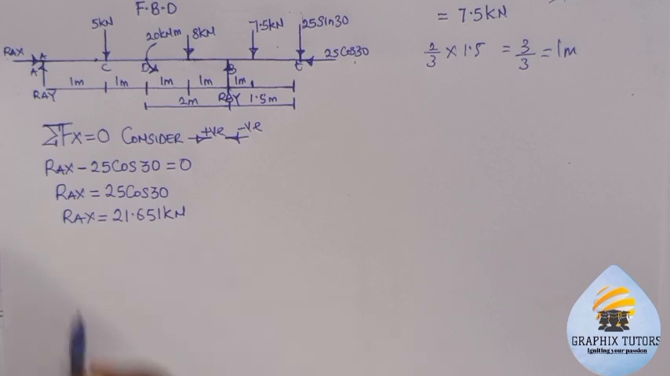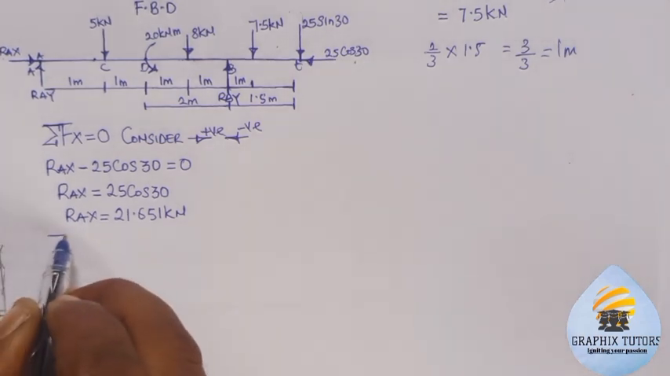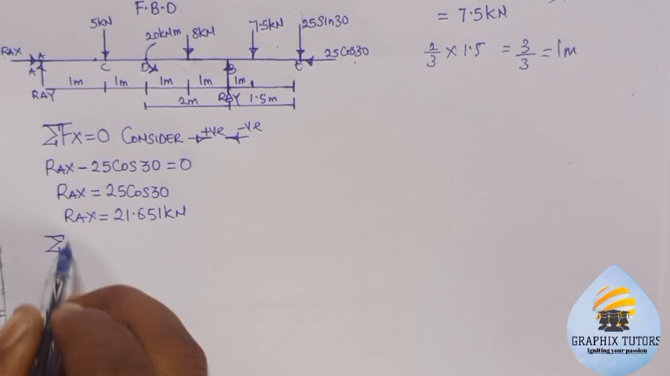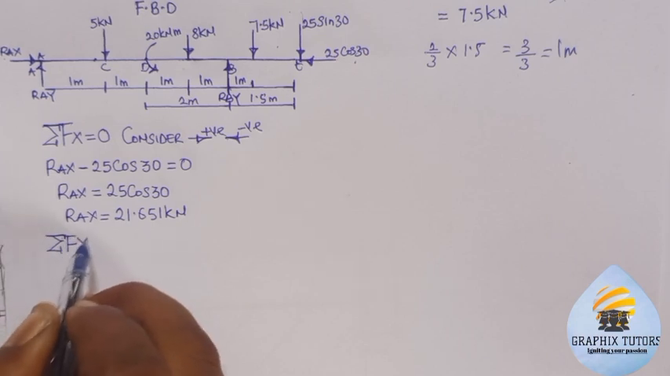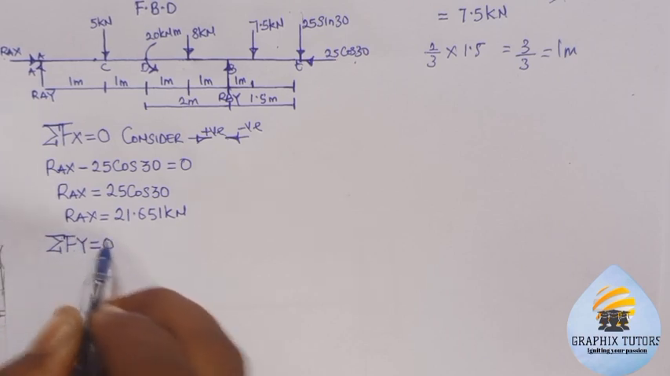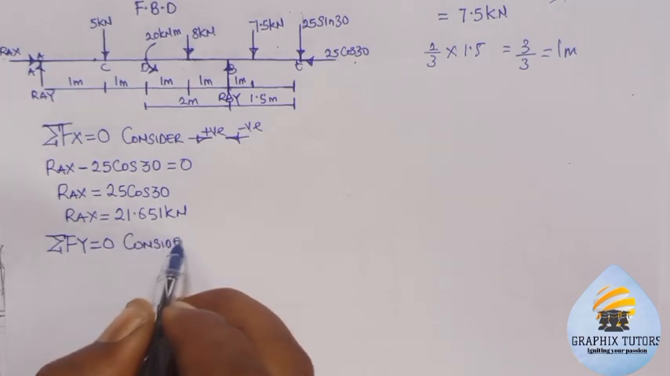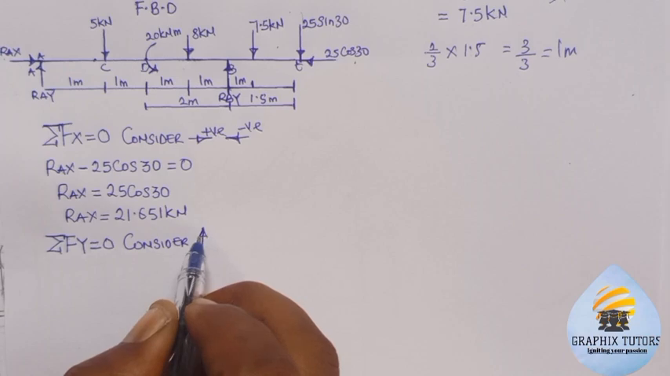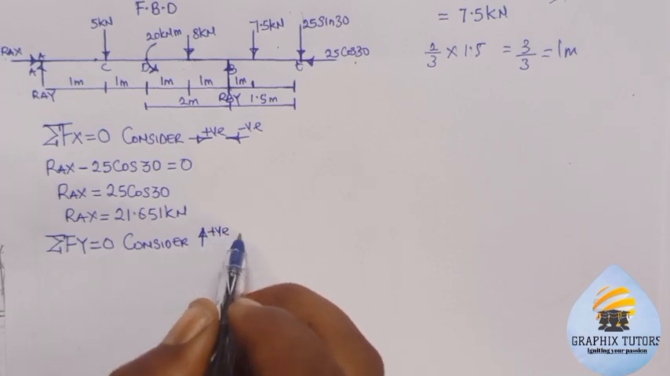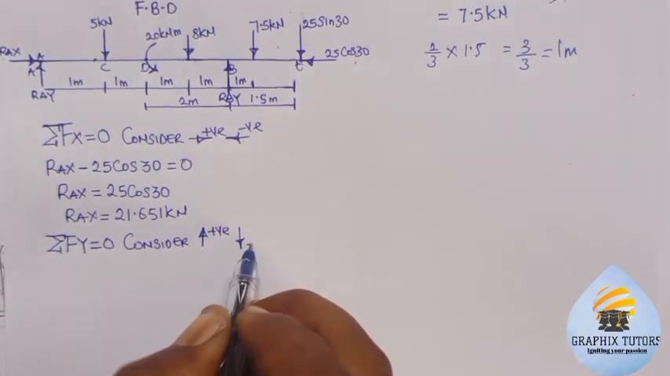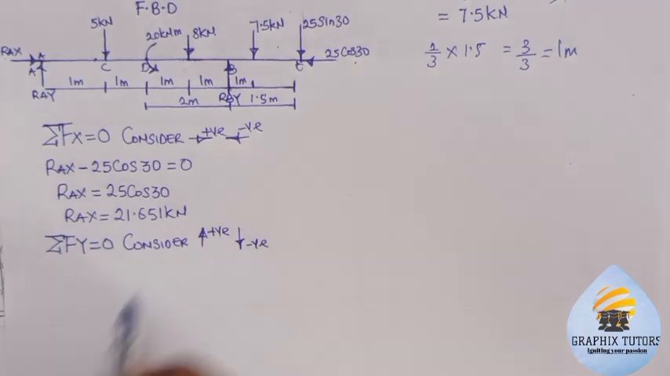Now from here, we will look for what? The summation of the vertical component. The summation of F of Y will be equal to 0. Now we are going to consider any force acting upward to be positive, and any force acting downward to be negative, right? So let's see.